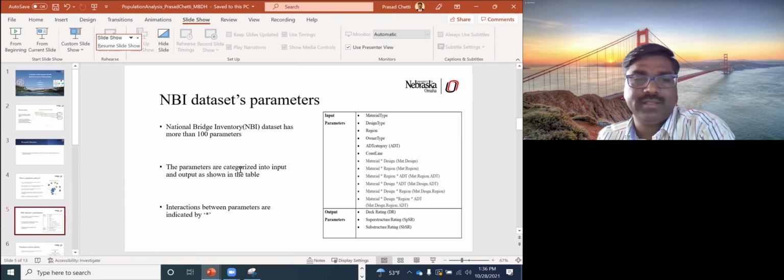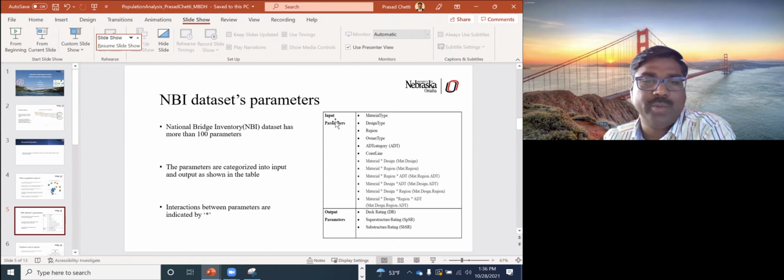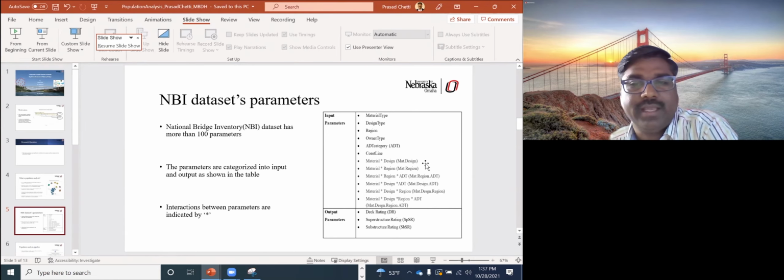So basically what we did is we categorized these parameters into two: input parameters and output parameters. The NBI data set has certain parameters like material type, design type, region, etc., but it does not have any interactions. So we created new columns of data with some interactions. For example, material type was there alone and design type was there alone, but we created an interaction between them, like material star design. This is basically an interaction between a particular material type and a design type.